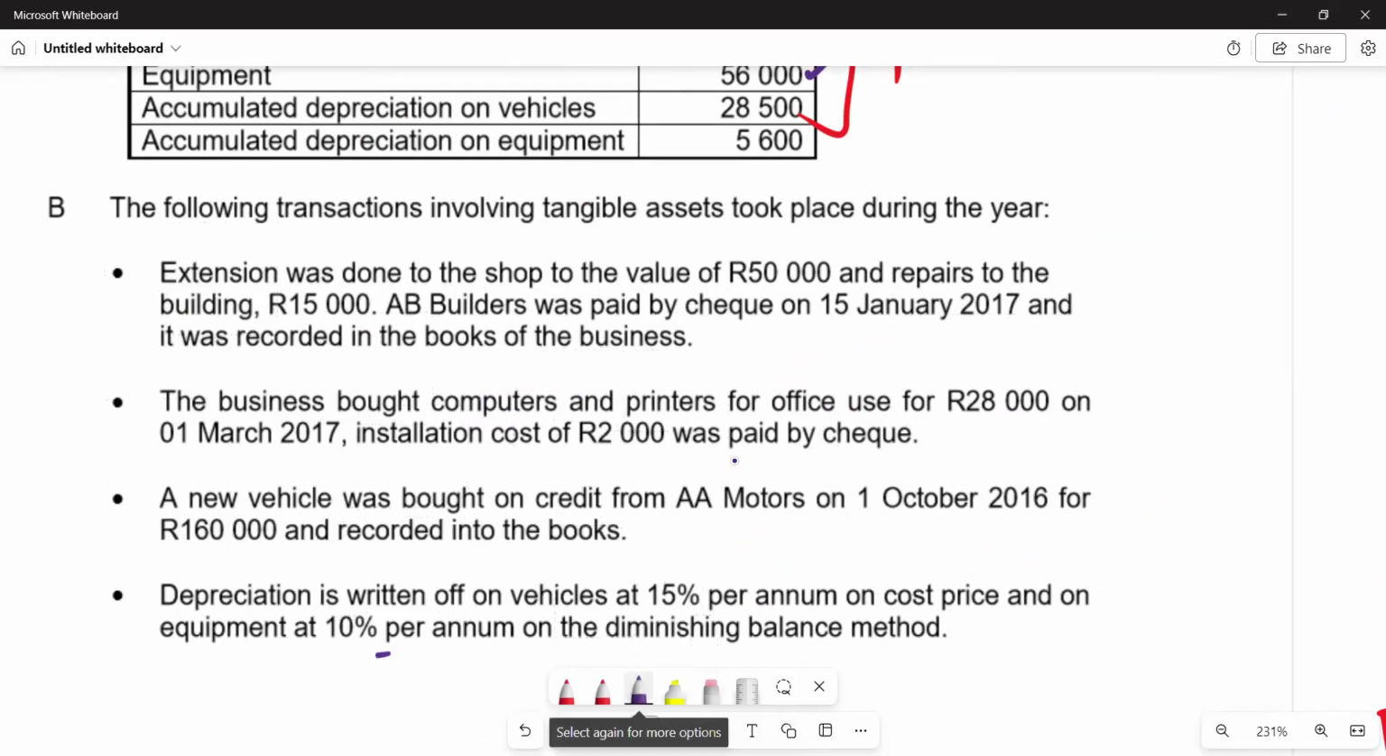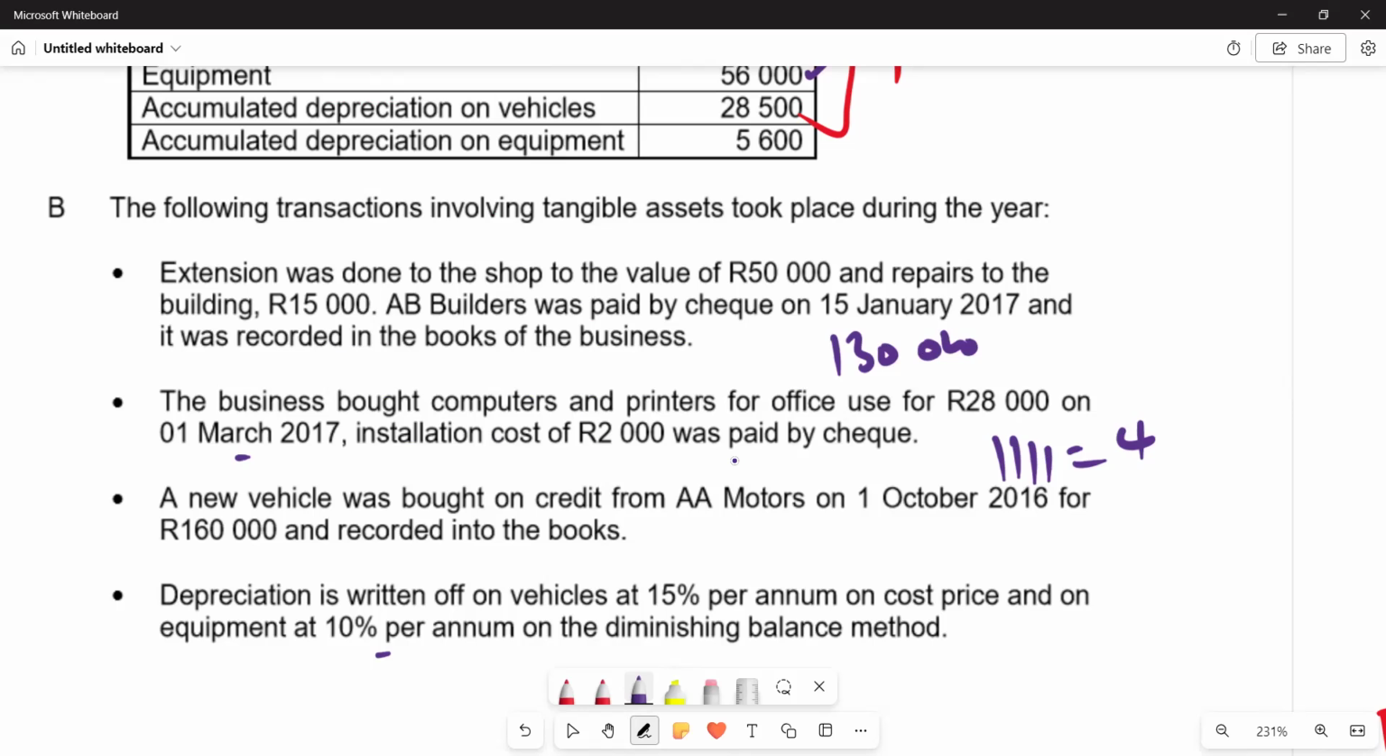So if you come here, you'll see that it was bought on 1 March 2017. Remember, the year is ending end of June. So we are saying the whole of March, April, May, June. So 1, 2, 3, 4. We have got 4. So this equipment stayed for 4 months, and we already calculated the total cost, which is 130,000. So there's no depreciation.